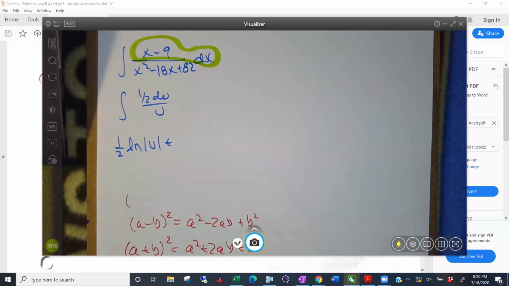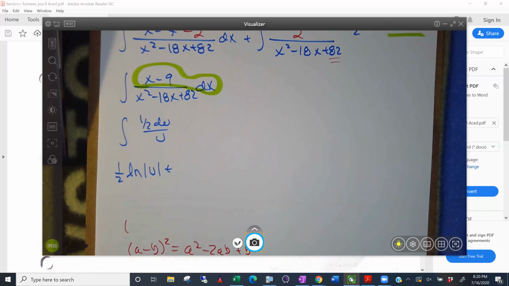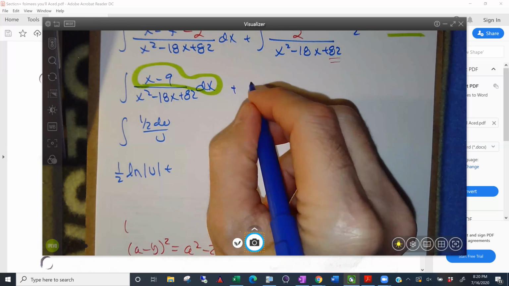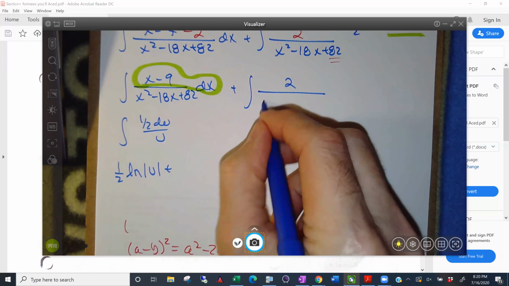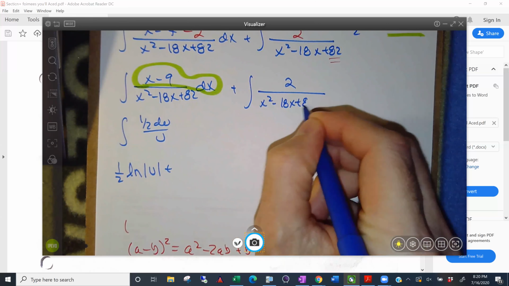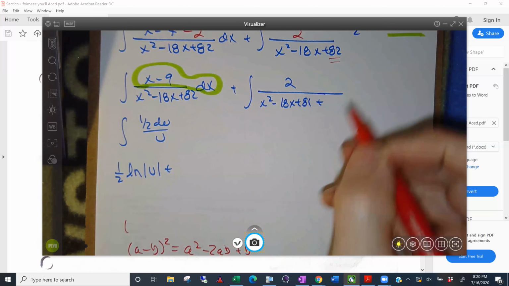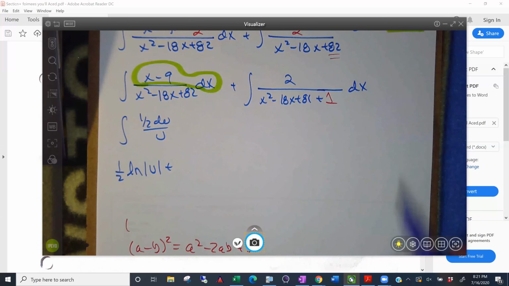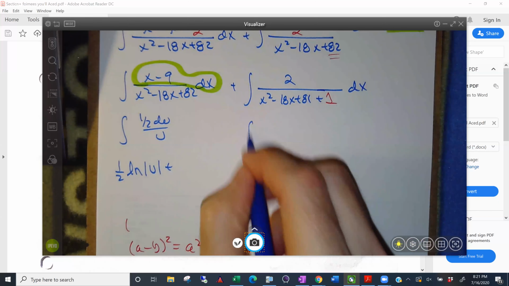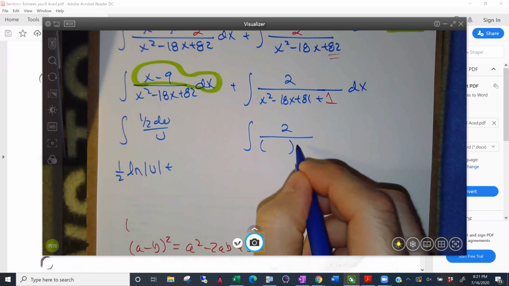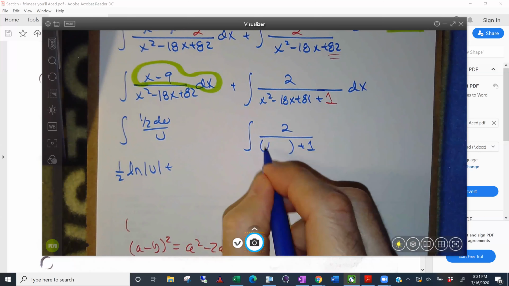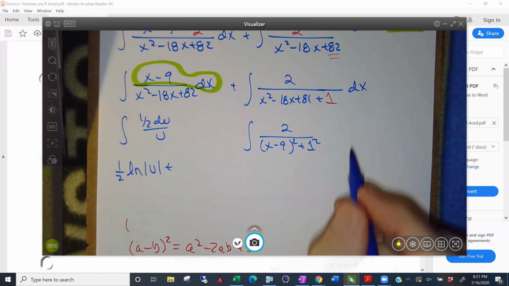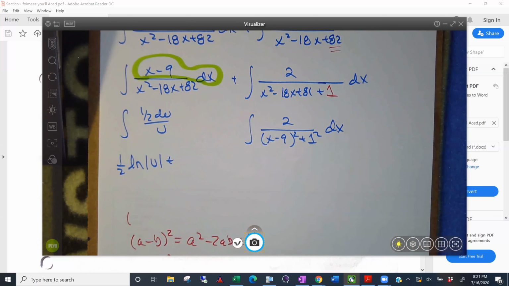It almost fits (x - 9) squared. What caught my eye was the 82. 82 is just one more than 81. If this was an 81, I'd be in good shape. In fact, let's make that an 81, sort of. 2 over x squared minus 18x plus 81 plus 1. Why did I do that? That's because this becomes (x - 9) squared. And I can think of that as 1 squared. Does that help me out at all?